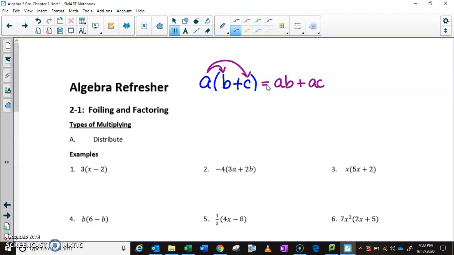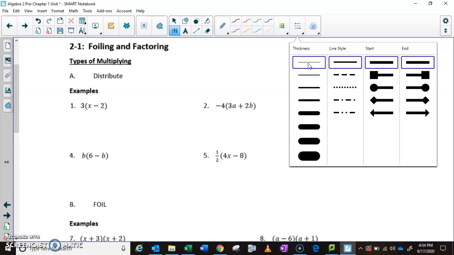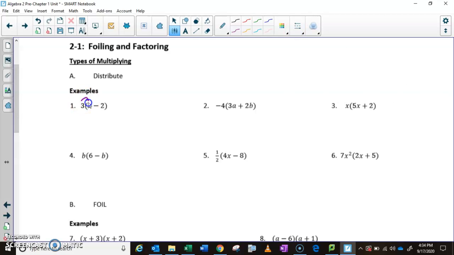So our distributive property, let's try some examples. Number 1, distribute 3 times the quantity x plus 2. So we're going to take that 3 and distribute it. 3 times x is 3x, plus 3 times 2, and 3 times 2 is 6, so 3x plus 6.